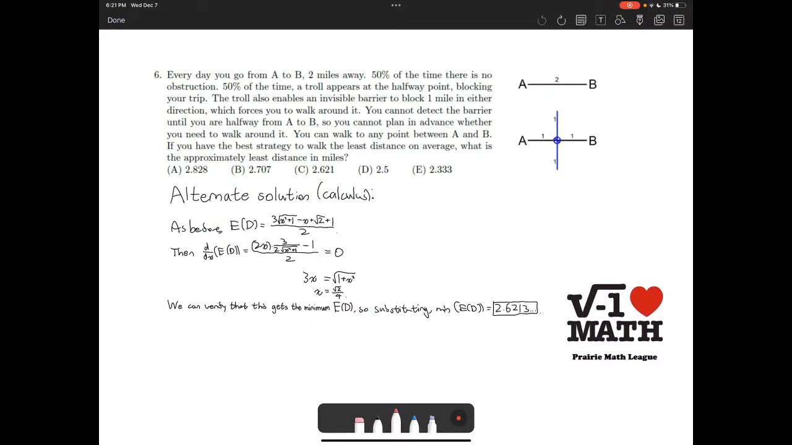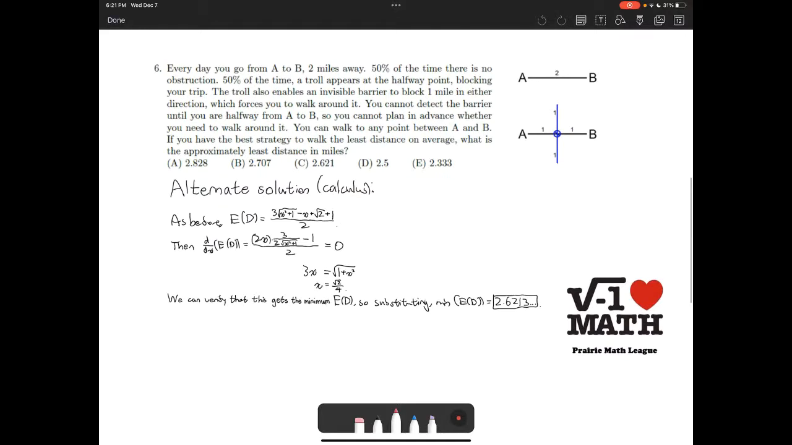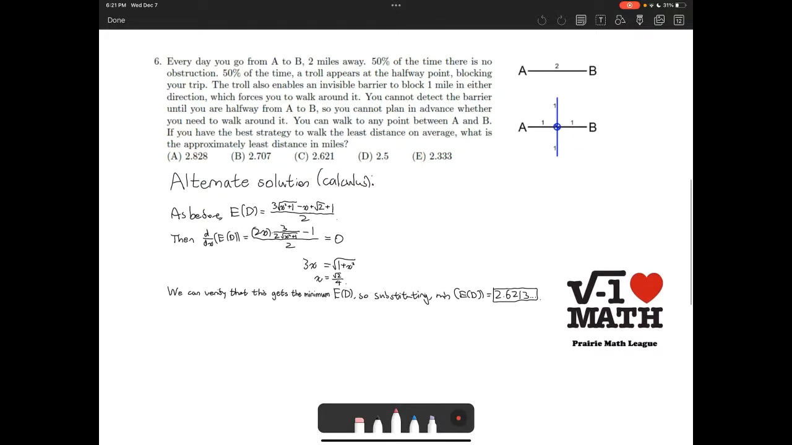Alright, so here's another solution for problem number 6, and this is the one that I actually used in the contest. We can actually use, as you can see here, calculus. As before, we see that the expected distance is equal to this expression here. Now we can take the derivative with respect to x, and we can use the chain rule for this expression to get this. The derivative of negative x is just negative 1, and this constant stays here. And after simplifying a bit, we see that x is equal to square root of 2 over 4.